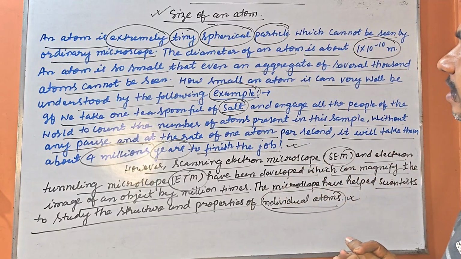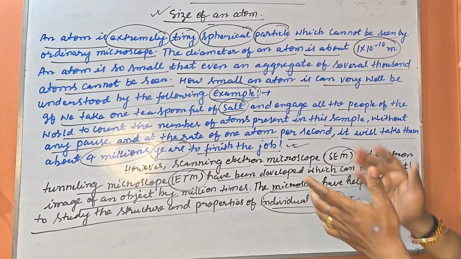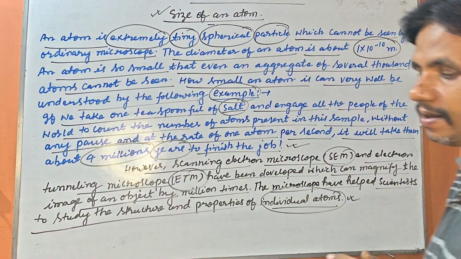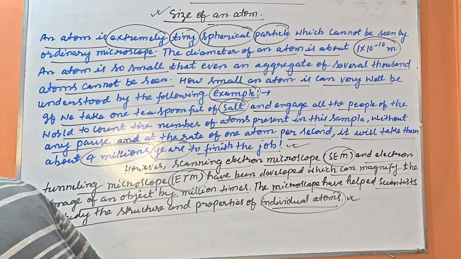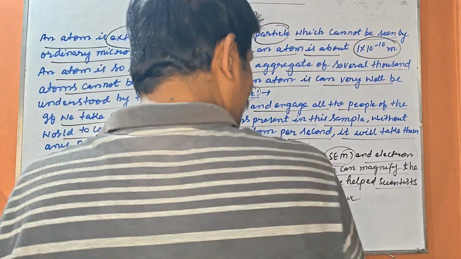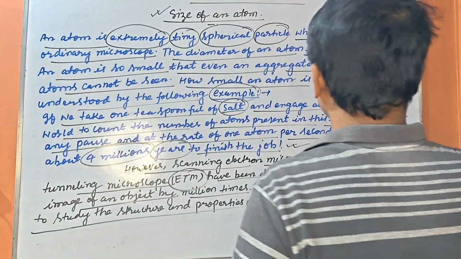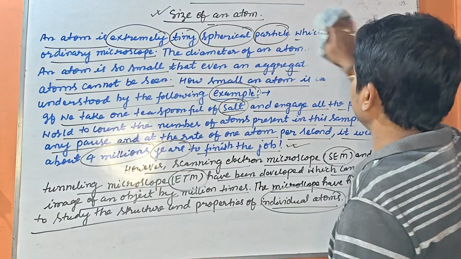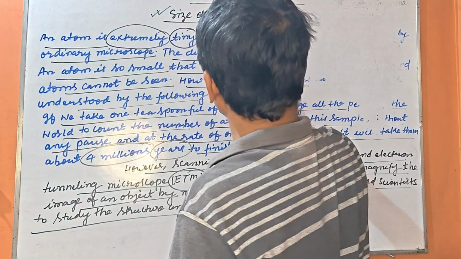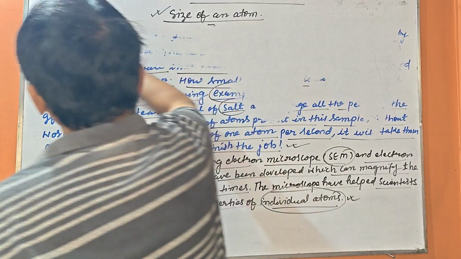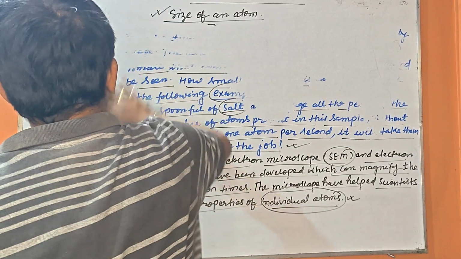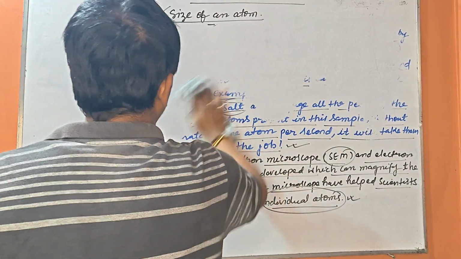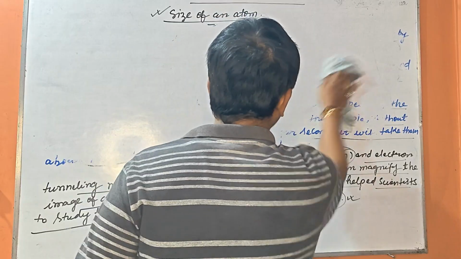Today we discussed what is atom, what are the characteristics of atom and what are the sizes of atom. Now, the relative sizes of atoms. In the topic of the size of atom, there are a few relative sizes of atom. So let us understand.